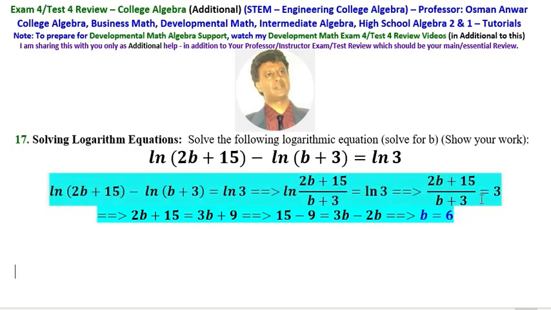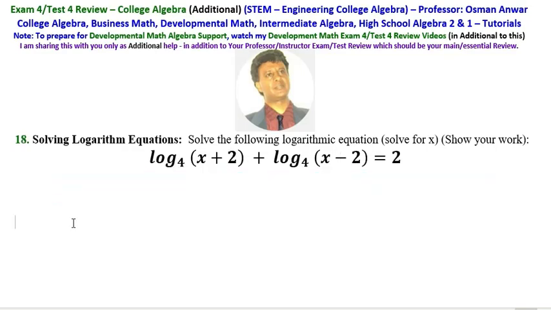Then do cross multiplication. 1 times (2b + 15) is 2b + 15. 3 times (b + 3) is 3b + 9. Then that is 15 minus 9 equals 3b minus 2b. That is b equals 6.